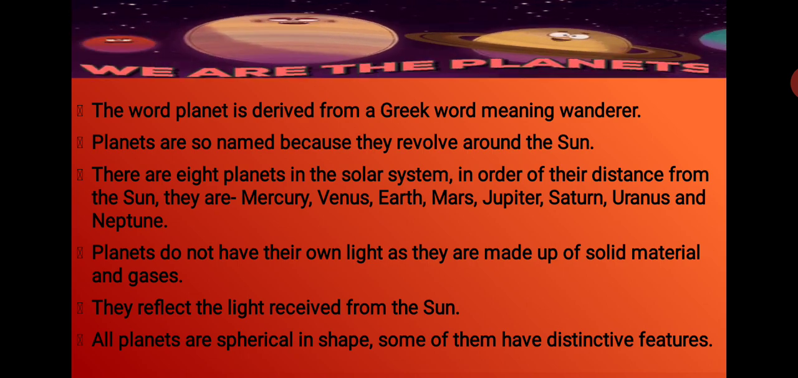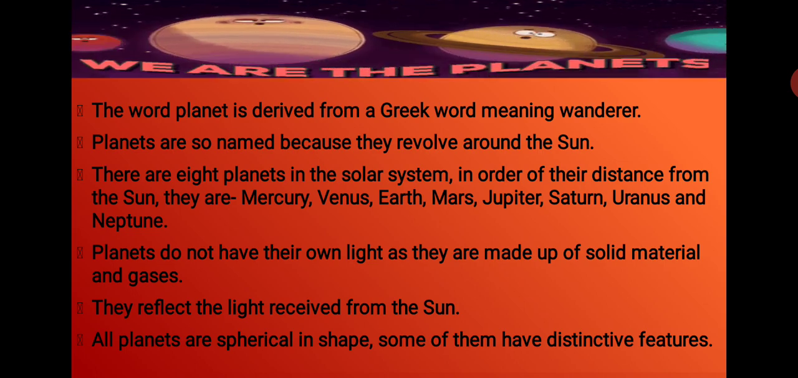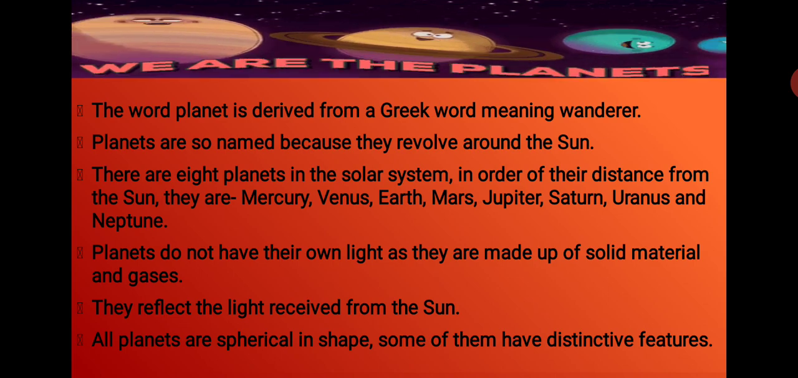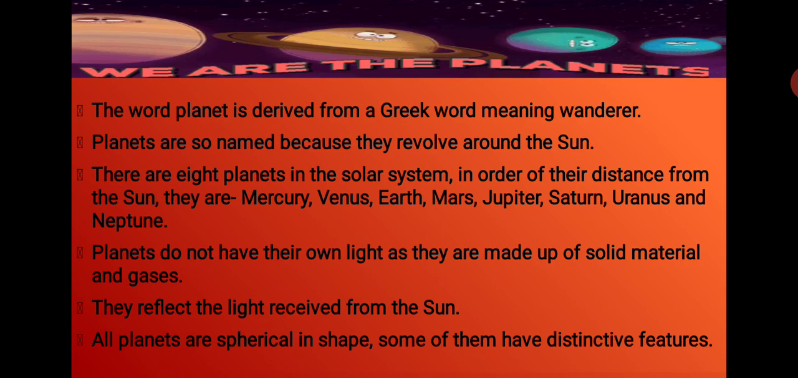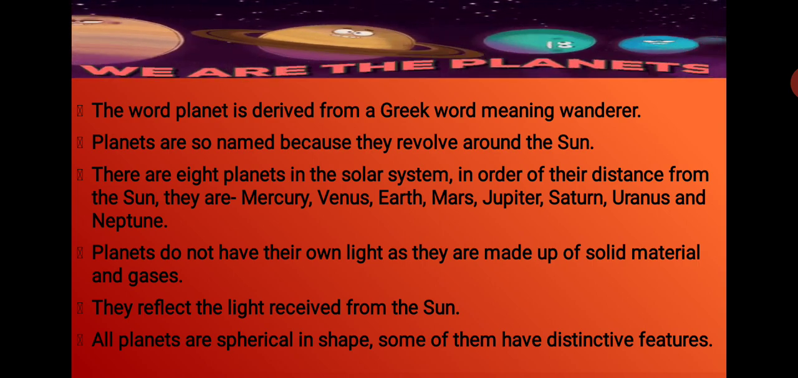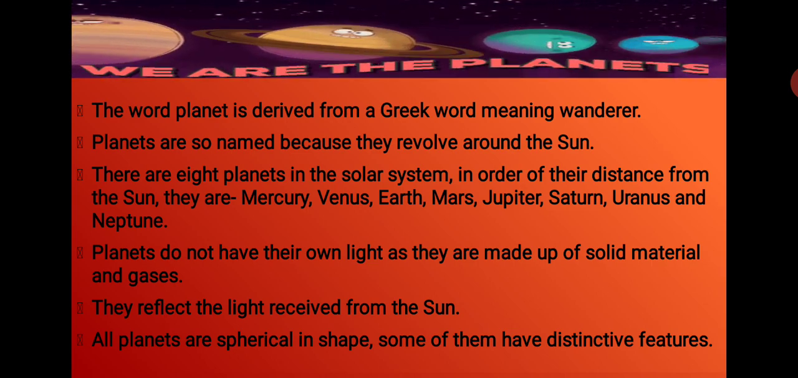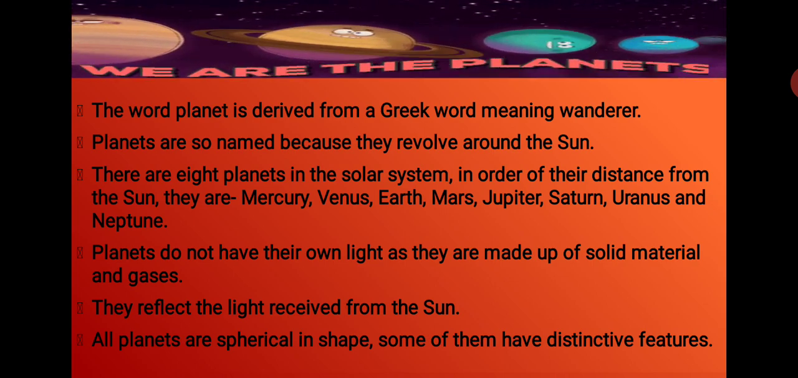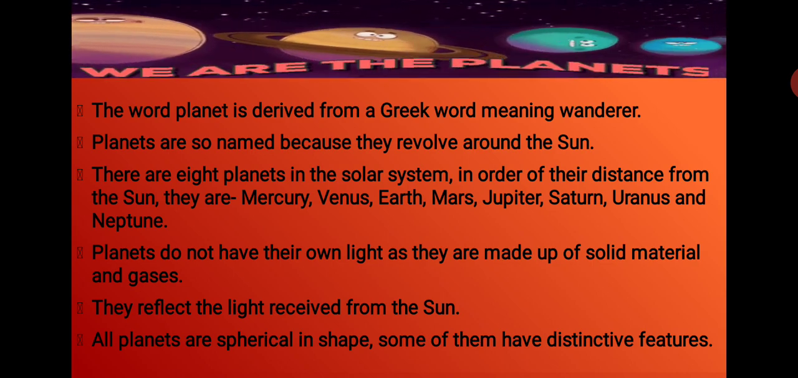Now, children, you all can see the planets and they are moving here and there. The word planet is derived from a Greek word meaning wanderer. Planets are so named because they revolve around the sun. There are 8 planets in the solar system in order of their distance from the sun. They are Mercury, Venus, Earth, Mars, Jupiter, Saturn, Uranus and Neptune.